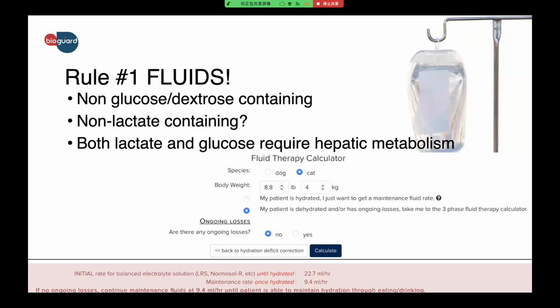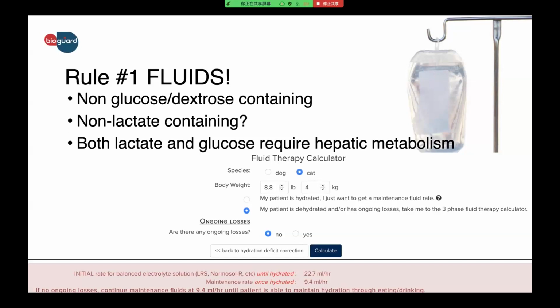And also, how much fluid do we need to give? There are different kinds of calculators you can find on websites. I use the one from VIN, the website. We can enter the body weight of the animal, the degree of dehydration of the animal, and how long you want to take to rehydrate the animal.